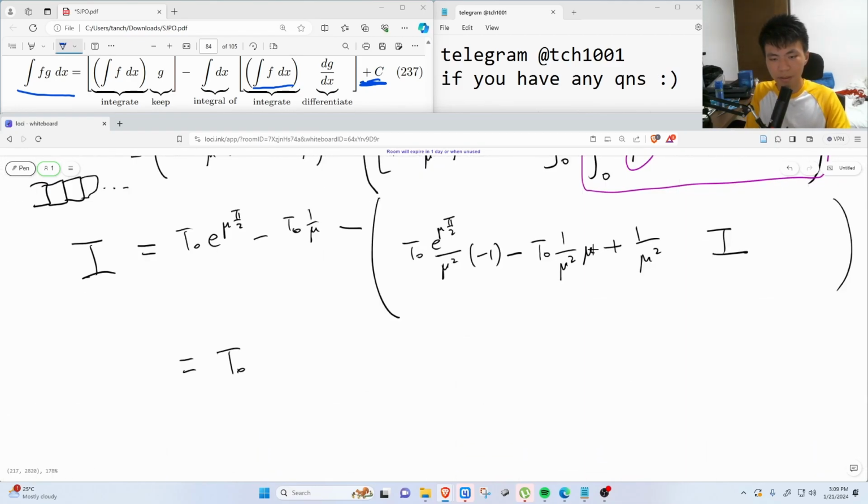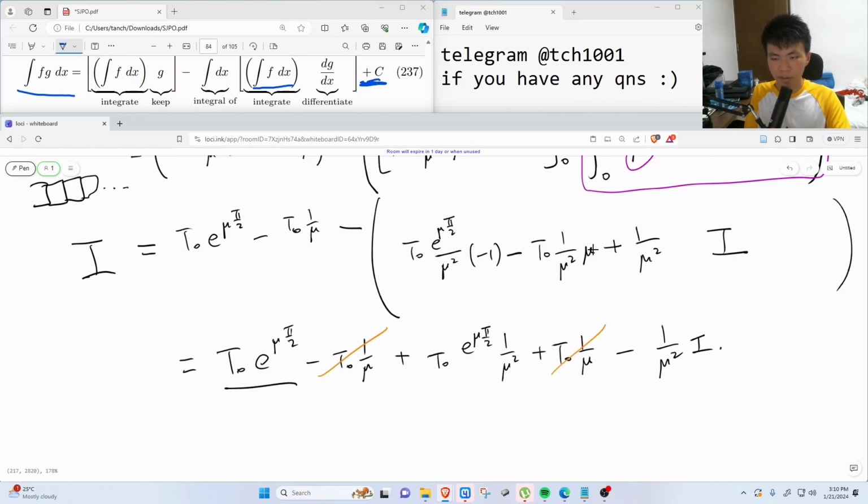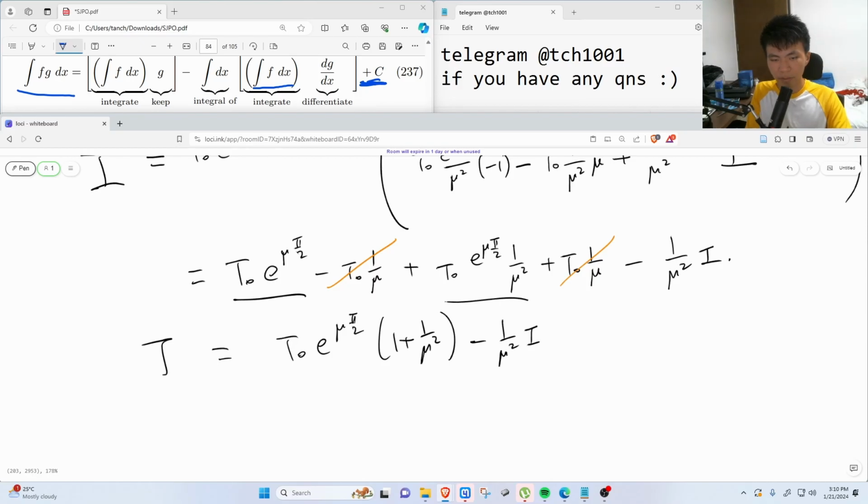So the first term just stays the same, and so this term is going to be plus t naught e to the mu pi over 2 times 1 over mu squared, and this minus sign distributes over again with t naught 1 over mu. And lastly, we subtract away, right, distributing the minus sign, being very careful with the minus signs. We see that this term and this term cancel. These two terms can be factorized as t naught e to the mu pi over 2 times 1 plus 1 over mu squared, and the last term stays the same, and the left hand side is I.